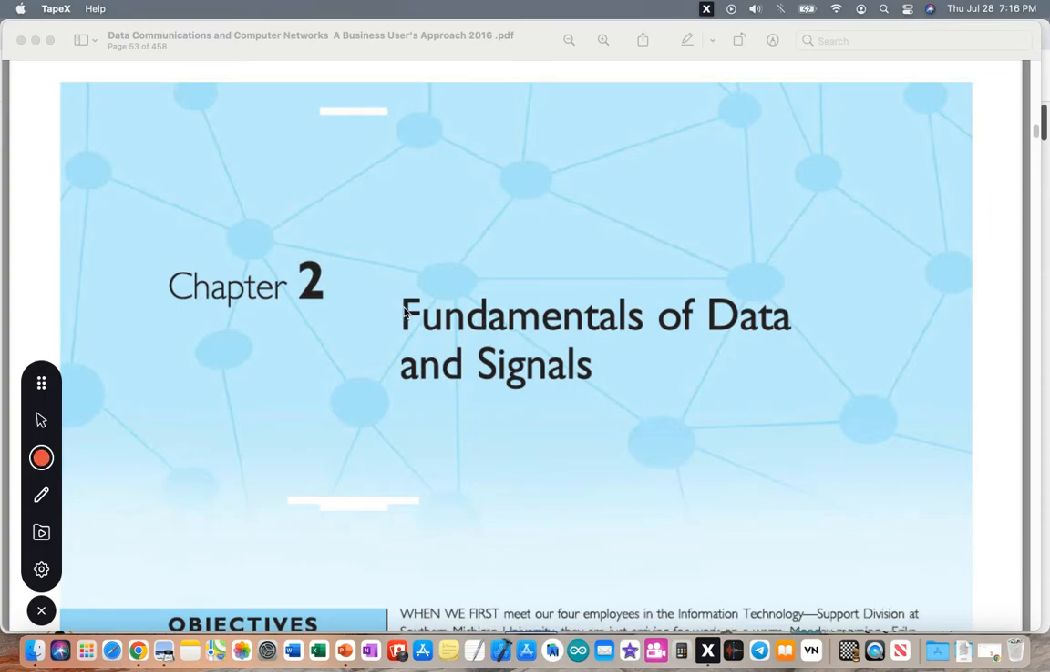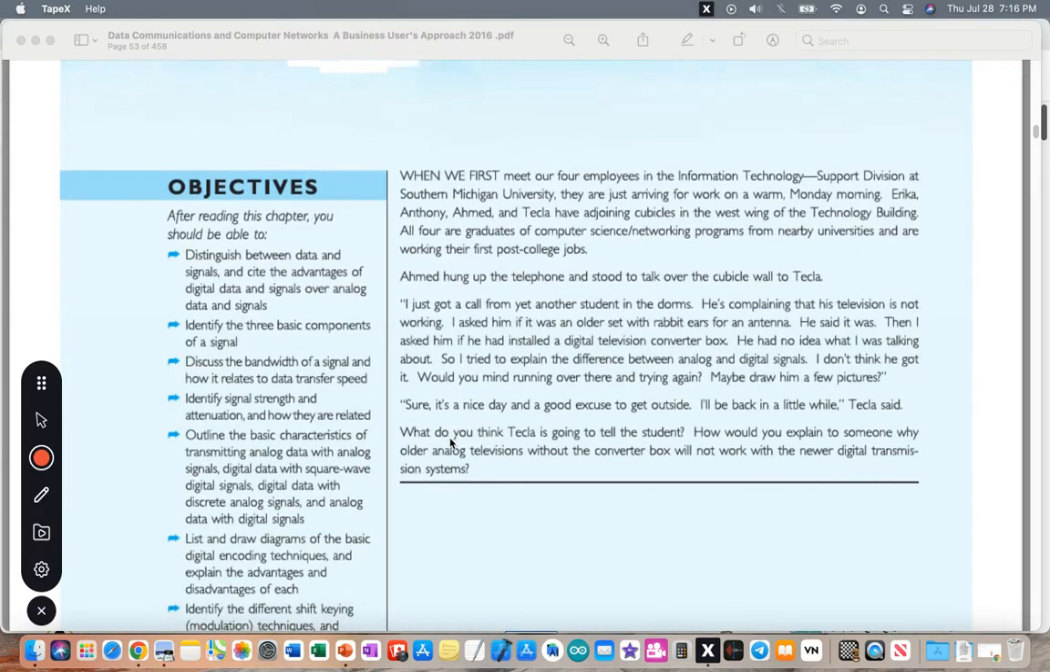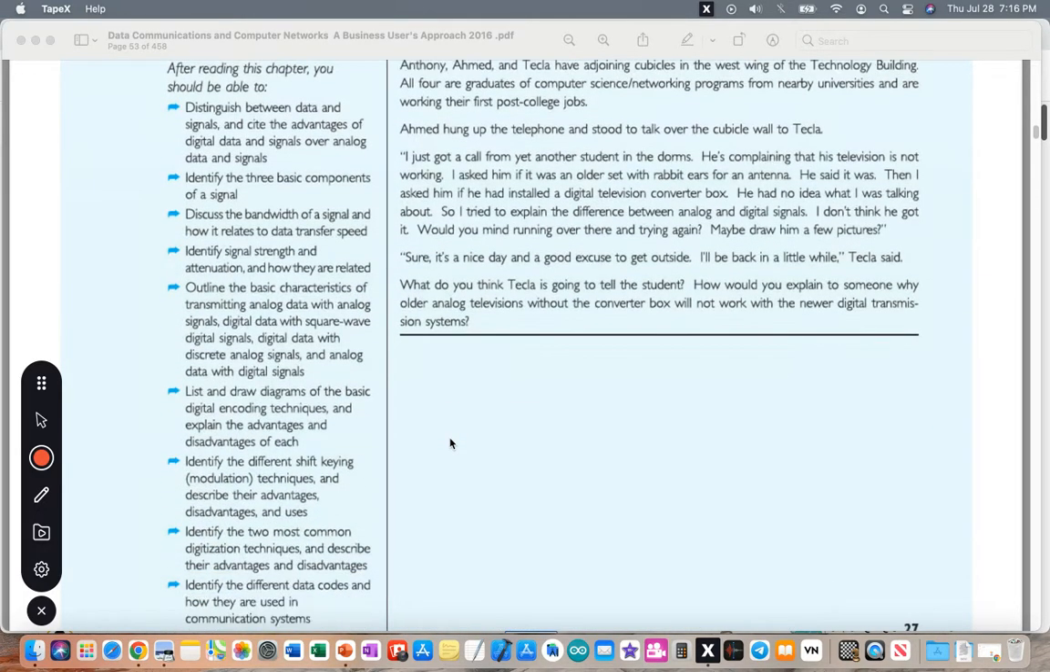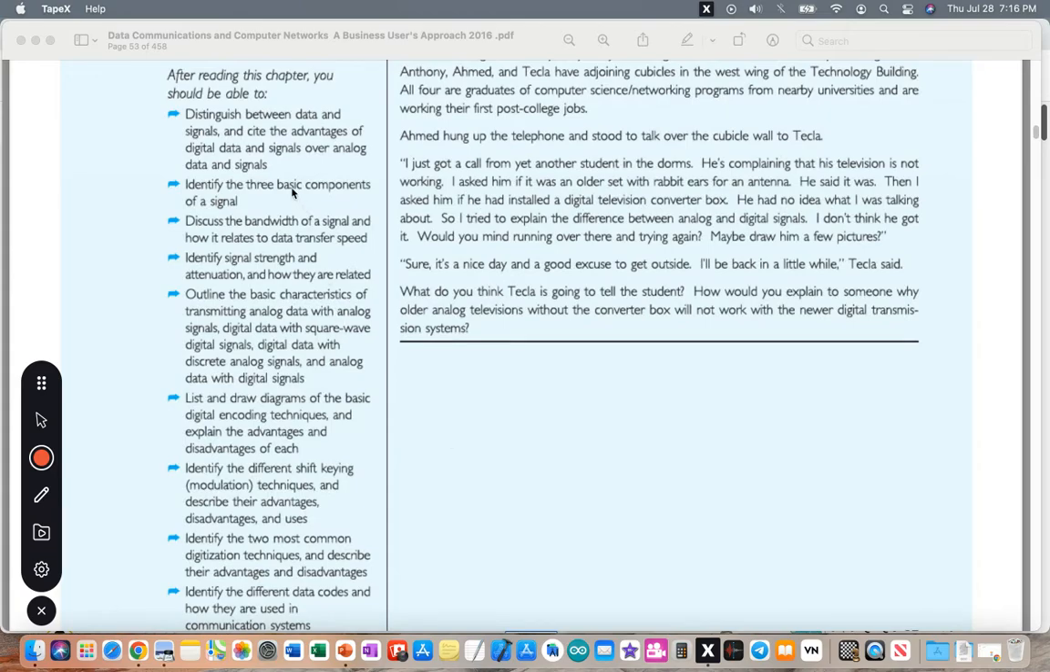Chapter 2 is about the fundamentals of data and signals. The objectives of this chapter: after reading this chapter, you should be able to distinguish between data and signals and cite advantages of digital data and signals over analog data and signals. So we have digital data and signals and analog data and signals. Identify the three basic components of a signal.